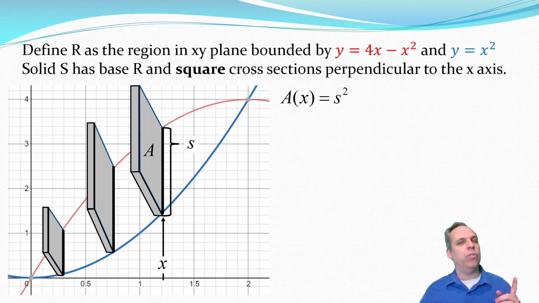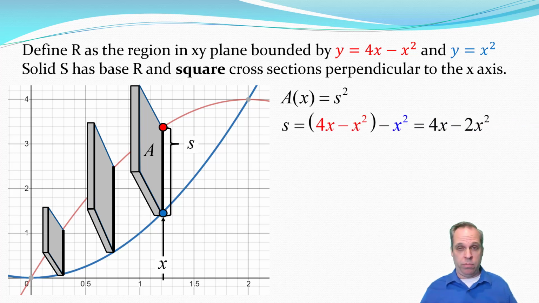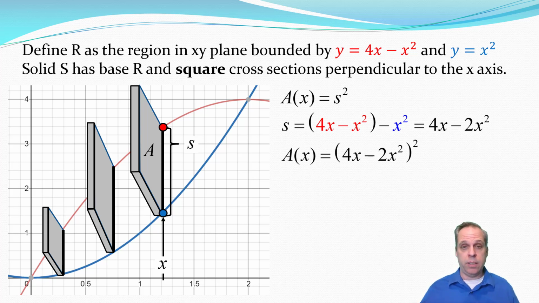So notice though that line segment was actually the distance between two points, from the y coordinate in blue to the y coordinate in red. If I just subtract those y coordinates, I would get the actual length of that segment. That's what s is. So s has to be 4x minus x squared minus x squared. Notice I took the larger y value minus the smaller one. Also notice that as x changes, the red point is always above the blue point, so the subtraction is always positive. Well, that would then mean that the area as a function of x would have to be that length squared.